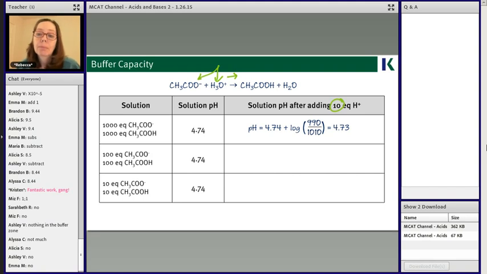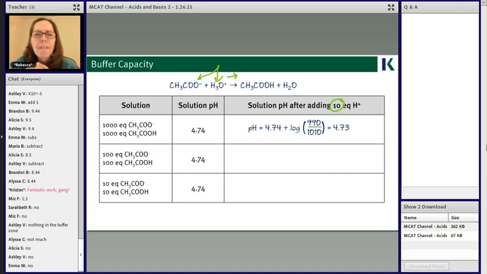All right. What if we're being a little chintzy? We don't use quite so much acetic acid, quite so much acetate. We've used 100 equivalents of each. Now we're still starting at pH 4.74 because the absolute amount doesn't actually matter. What does matter is the ratio. But now we're going to add 10 equivalents.